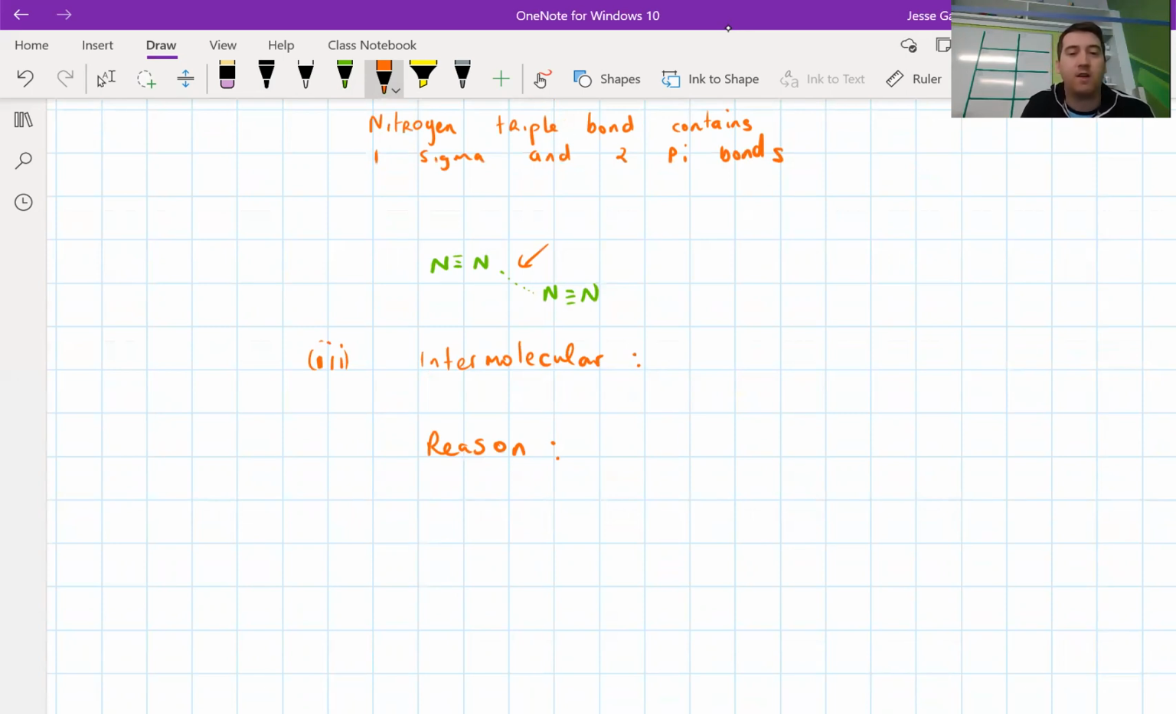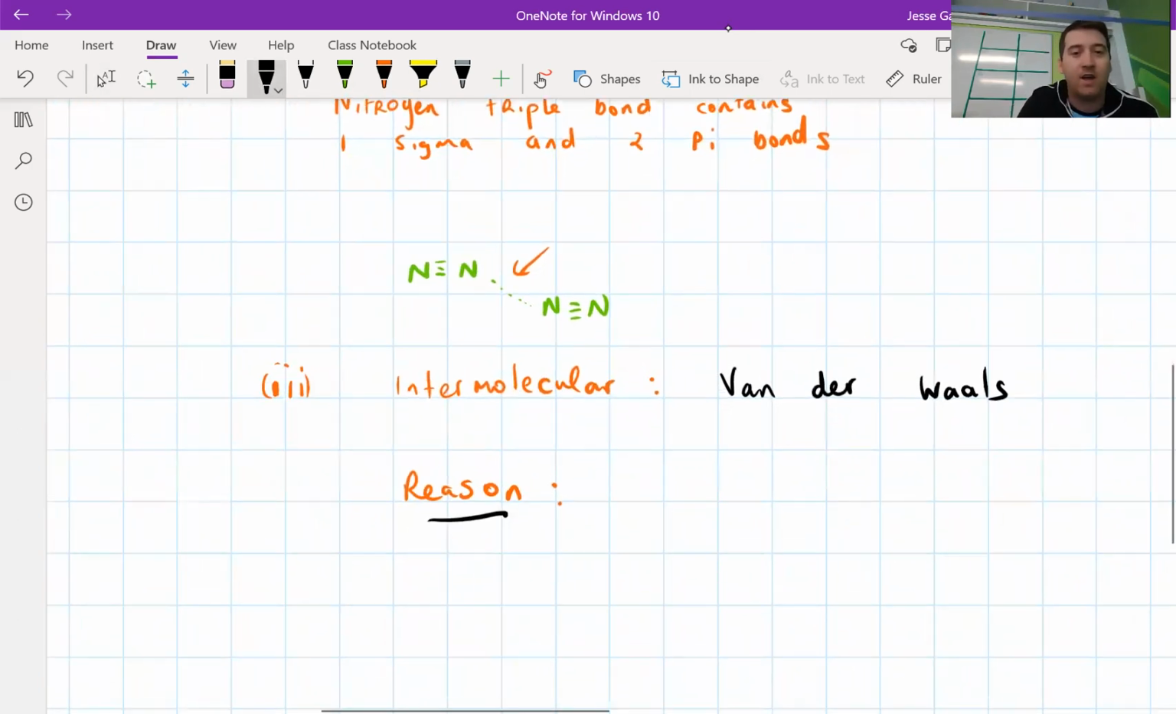Okay, so the type of intermolecular forces I would expect to find here are van der Waals forces. How do I know that? How do I know it's van der Waals? What's the reason? The reason why I know it's van der Waals is because I know these molecules are going to be non-polar. I could do a calculation and confirm that, but I know a shortcut in my head here. I've got 2 atoms of the same type. They're going to share the electrons exactly in the middle.